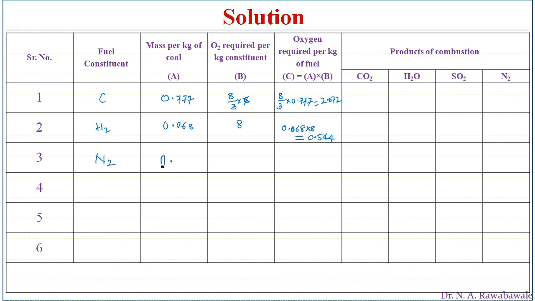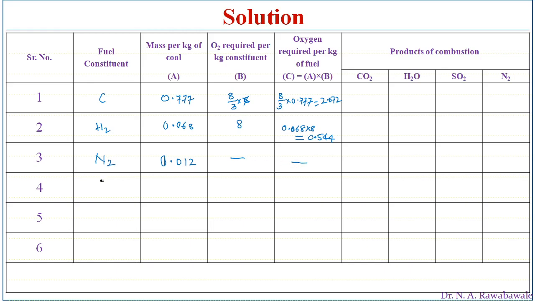1.20 means it is 0.012, and this is not burned. So here oxygen is not required. This does not require any oxygen to burn.